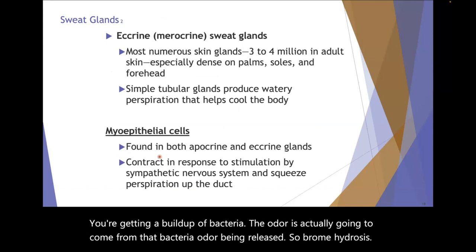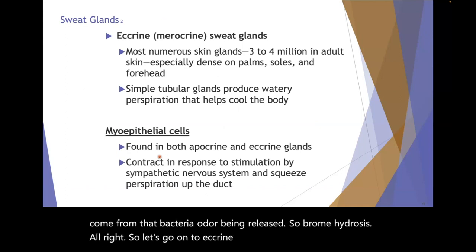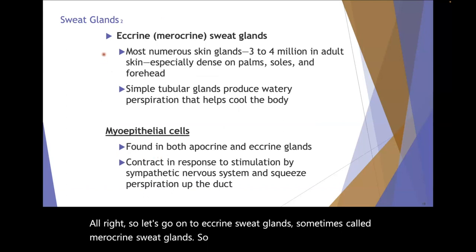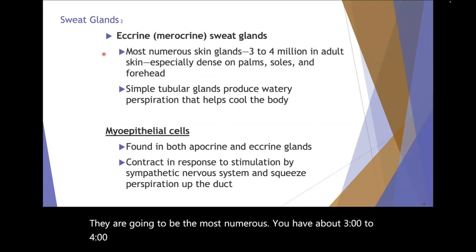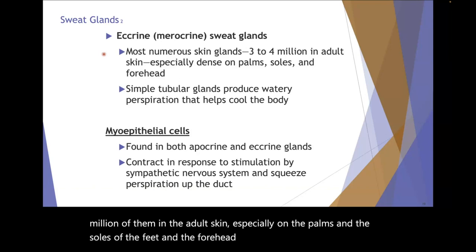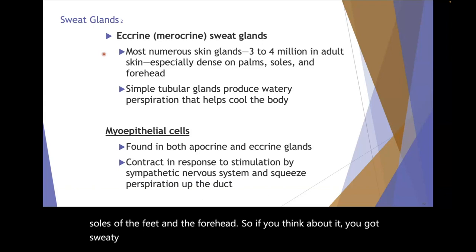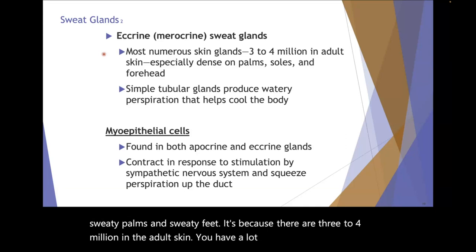All right, so let's go into eccrine sweat glands, sometimes called merocrine sweat glands. They are the most numerous. You have about 3 to 4 million of them in adult skin, especially on the palms, the soles of the feet, and the forehead. So if you have sweaty palms and sweaty feet, it's because you have a lot of merocrine sweat glands.